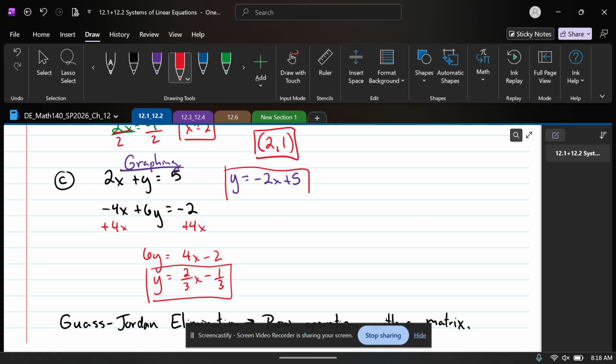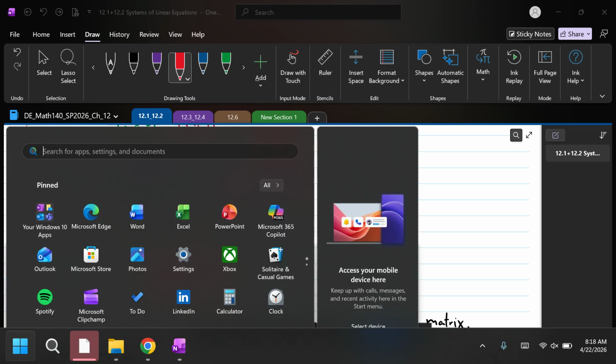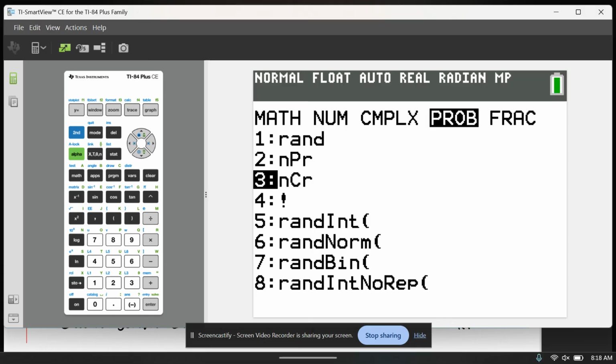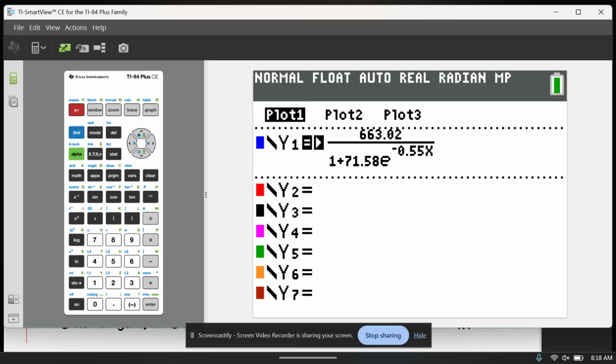So I'm going to graph those two. And I'm going to use my calculator to do it. I'm not going to draw it by hand because that would be barbaric. And we live in a nice little part of the world here. So go to the calculator.